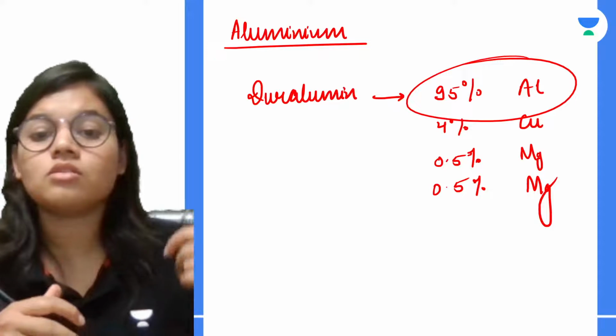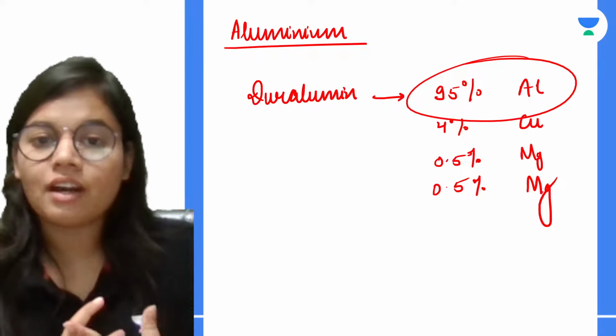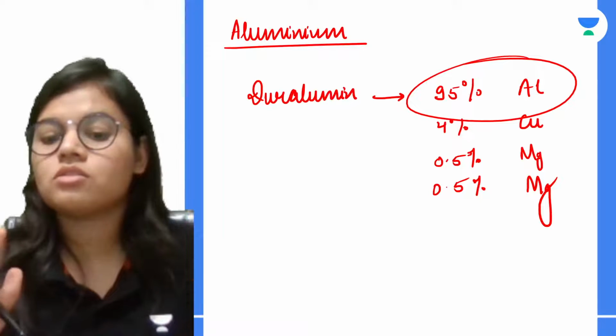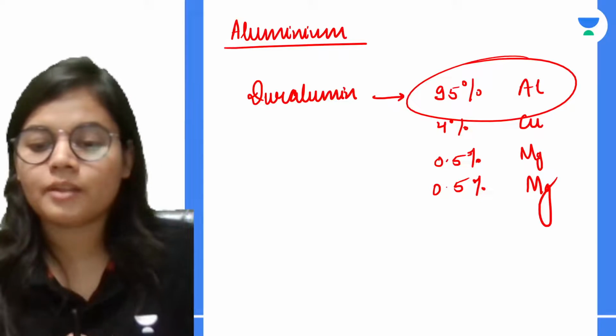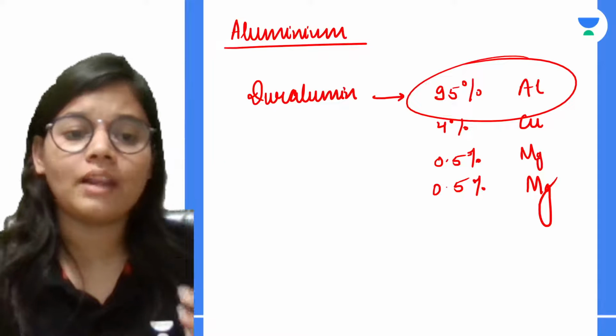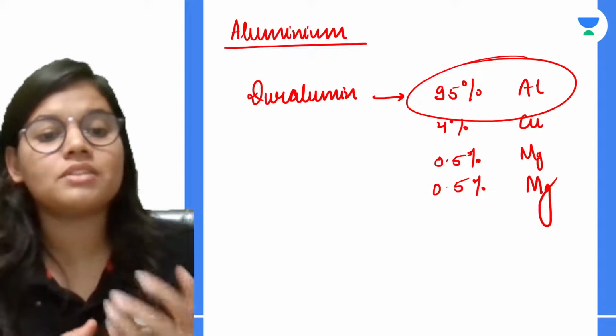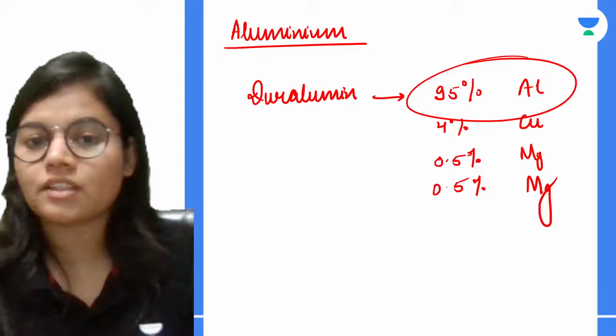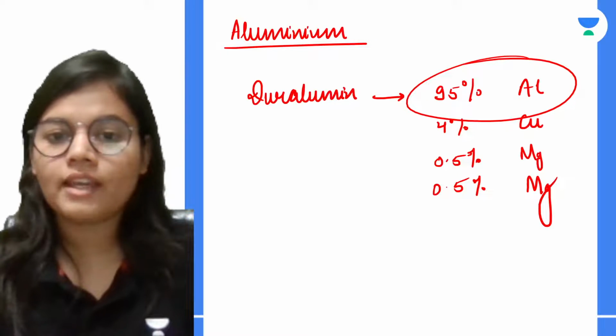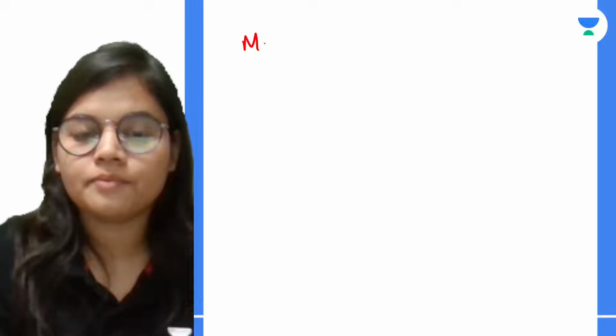uses, such as it is used in the bodies of aircraft. Of course we need a very light and strong substance for that. It is used to form light tools. It is used in pressure cookers. It is used to make some scientific instruments, etc. Next, let's talk about magnalium.